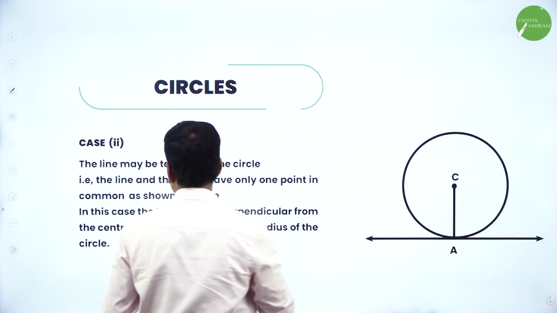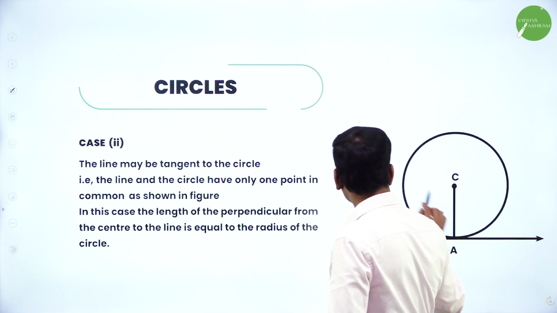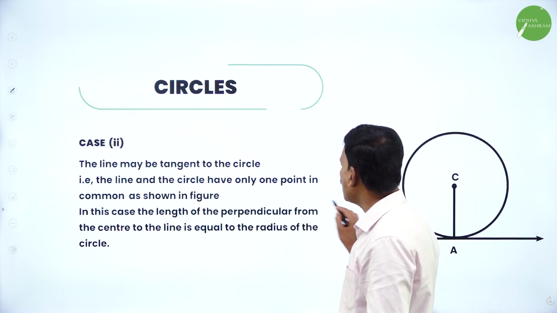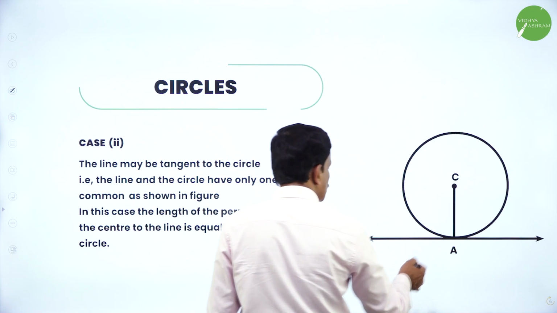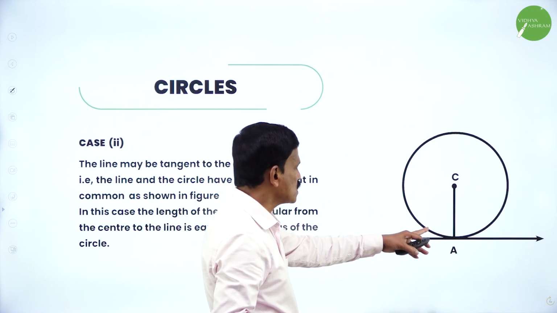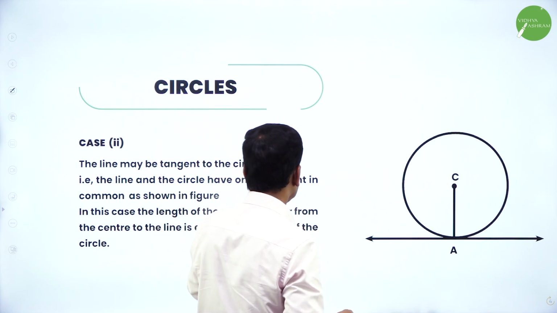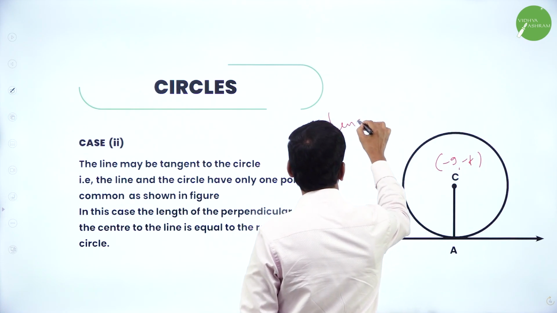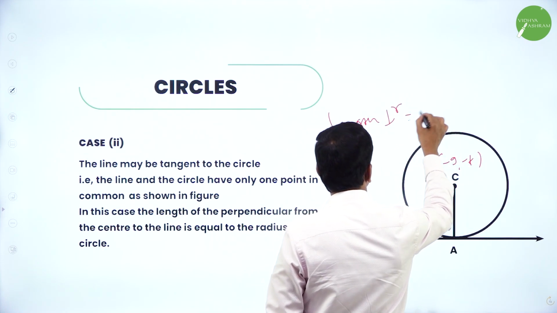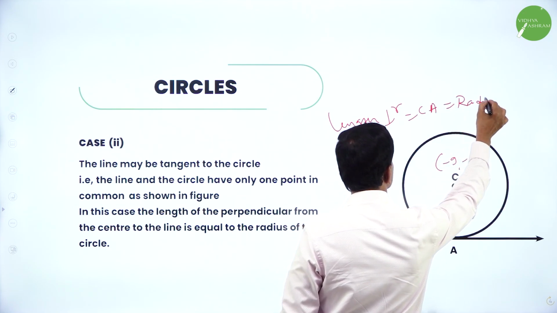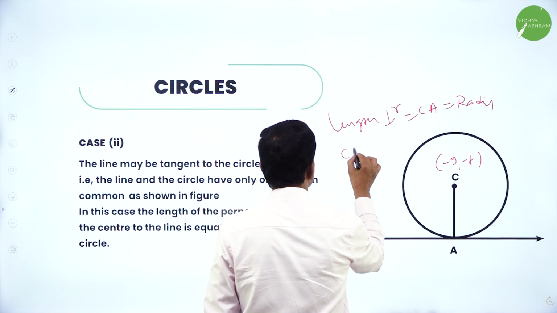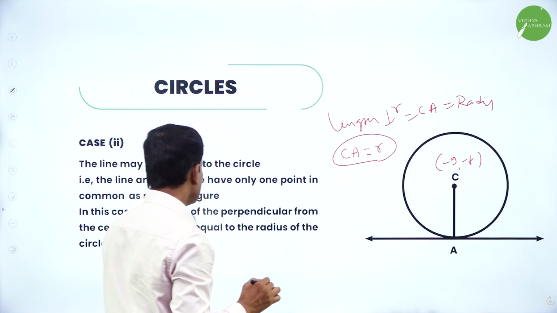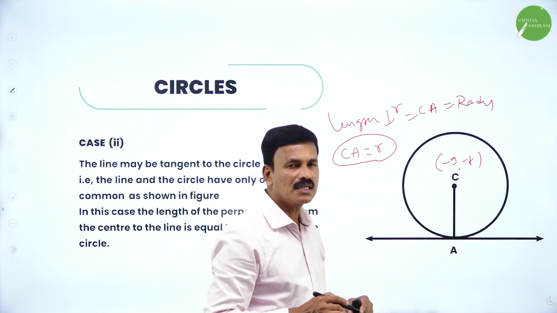Now, case number 2. Suppose the line is a tangent to the circle. That is, the line and the circle have only one point of contact, that is one common point. In this case, the length of the perpendicular CA, where C is the center minus g comma minus f, is equal to the radius. So, the length of perpendicular from the center to the line is equal to the radius.